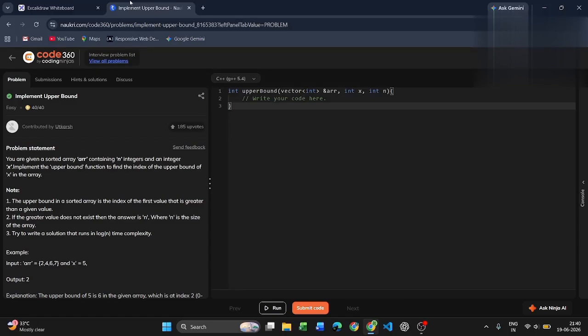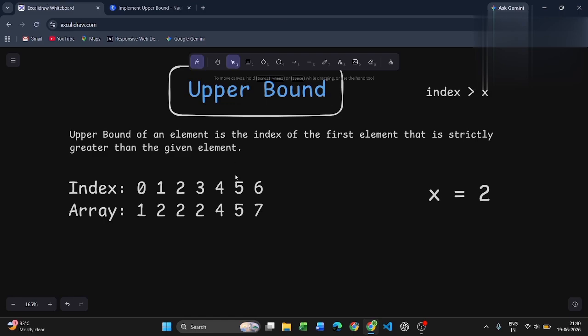I am here back with another binary search question, and today we will do how to implement an upper bound. If we understand the problem statement, we are given a sorted array which contains n integers and an integer x for which we have to implement the upper bound. Let us first understand what an upper bound means.